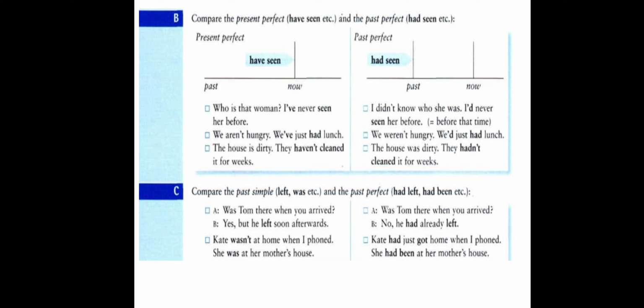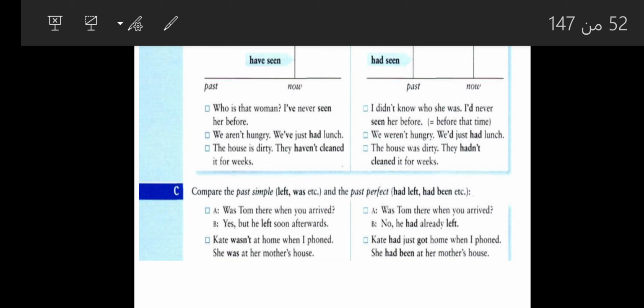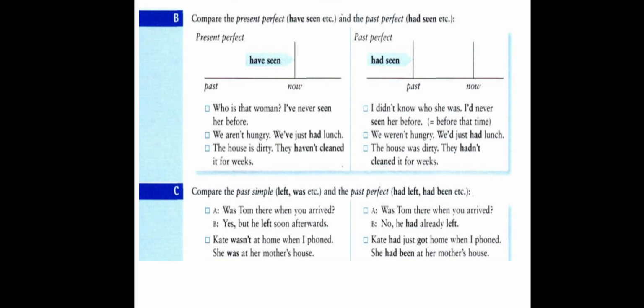Let's take some examples in the present perfect. Who is that woman? Look at the auxiliary verb is here. Is here indicates now, present. So the answer will be, I have never seen her before. In my life until now, I have never seen her before. So is shows now. This question is now, so you use present perfect in this question.